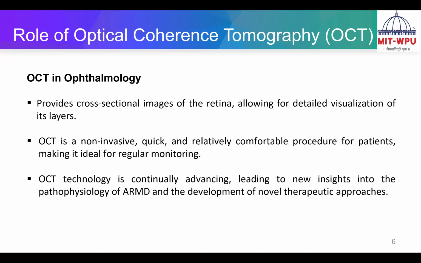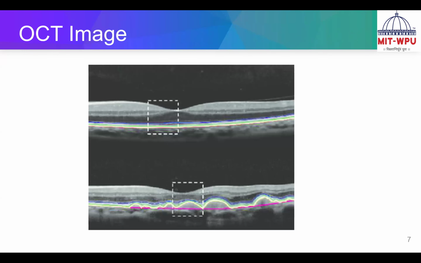OCT technology is continually advancing, leading to new insights into the pathophysiology of ARMD and the development of novel therapeutic approaches. So this is a sample OCT image. The first image is an OCT image of a normal eye. So this white line is a continuous line without any abnormalities in it.